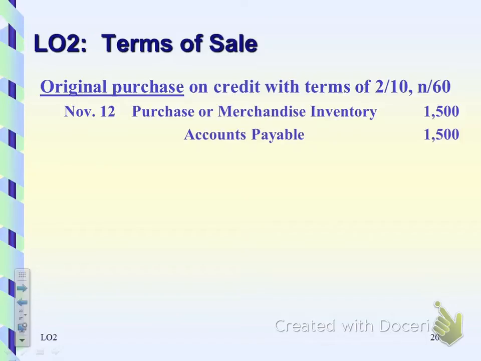So now, if we have an original purchase on credit with terms of 2/10 net 30, now we're the other side of the equation. We're the purchaser. When we purchase inventory, we either put it into purchases or merchandise inventory as a debit, and then the accounts payable is the credit. That $1,500 should be indented over a little bit.